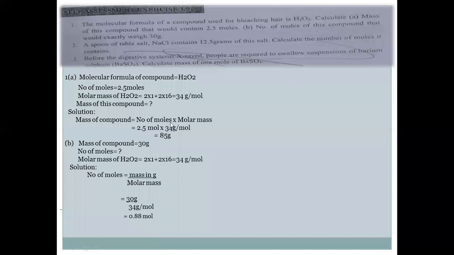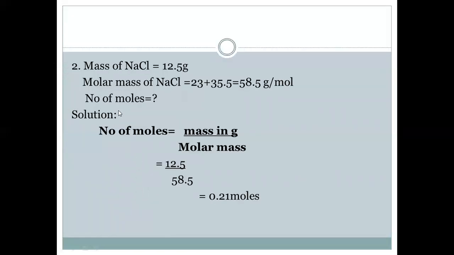Okay, so as mass is given and we have to find out moles, we will use this formula, the mole formula. Number of moles is equal to mass in grams over molar mass. First of all, the mass of sodium chloride given is 12.5 grams. The molar mass we have to find out: 23 plus chlorine is 35.5. By adding these two atomic masses, we will get the molecular mass or molar mass, because we represent it in grams per mole. So use the formula: number of moles is equal to mass in grams over molar mass. 12.5 over 58.5. So 0.21 moles is the answer.